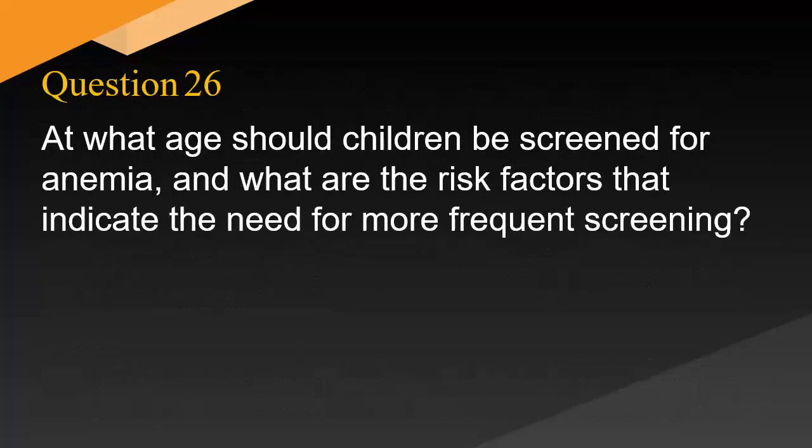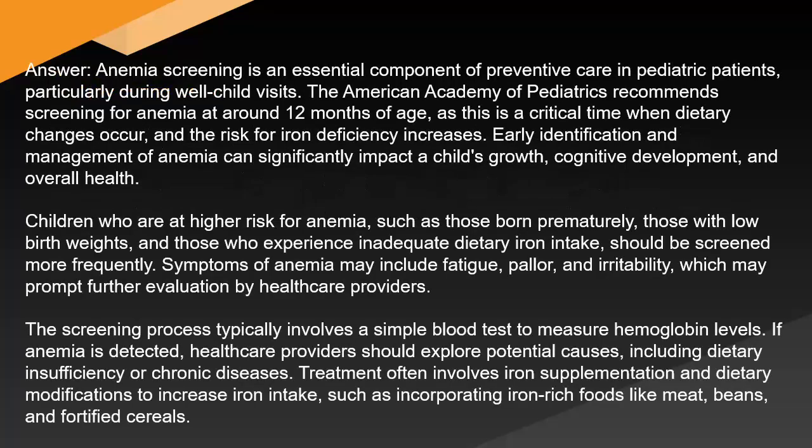At what age should children be screened for anemia, and what are the risk factors that indicate the need for more frequent screening? Answer: anemia screening is an essential component of preventive care in pediatric patients, particularly during well-child visits. The American Academy of Pediatrics recommends screening for anemia at around 12 months of age, as this is a critical time when dietary changes occur and the risk for iron deficiency increases. Early identification and management of anemia can significantly impact a child's growth, cognitive development, and overall health.